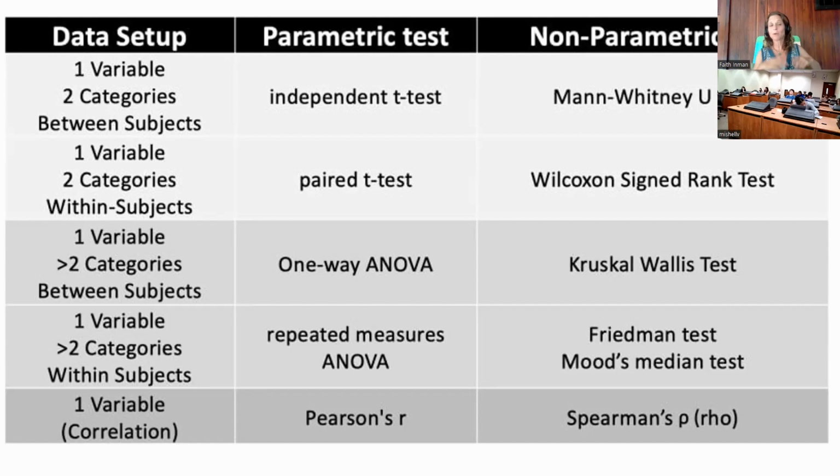If you have one variable with more than 2 categories and you are comparing between subjects, then you use the one-way ANOVA for parametric data or the Kruskal-Wallis test for the non-parametric test. And if you have one variable with more than 2 categories within subjects, that would be the repeated measures ANOVA, which we have not covered yet. And you could use either the Friedman test or the Mood's median test. And then there's the one variable correlation, and you could either use the Pearson's or the Spearman's rho.